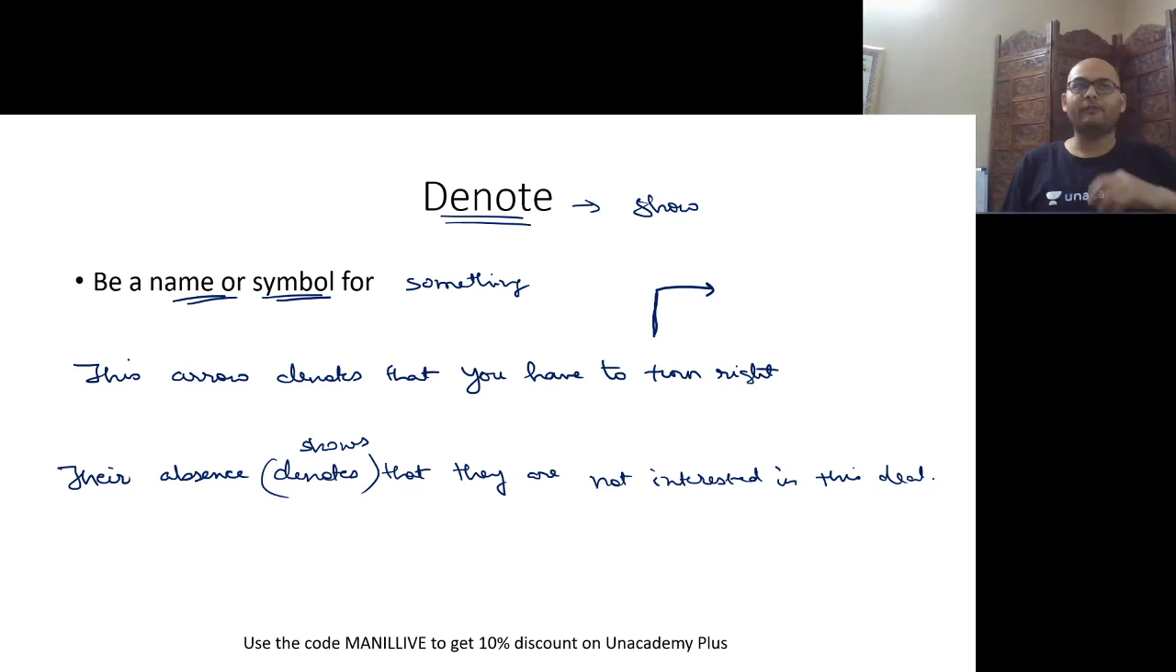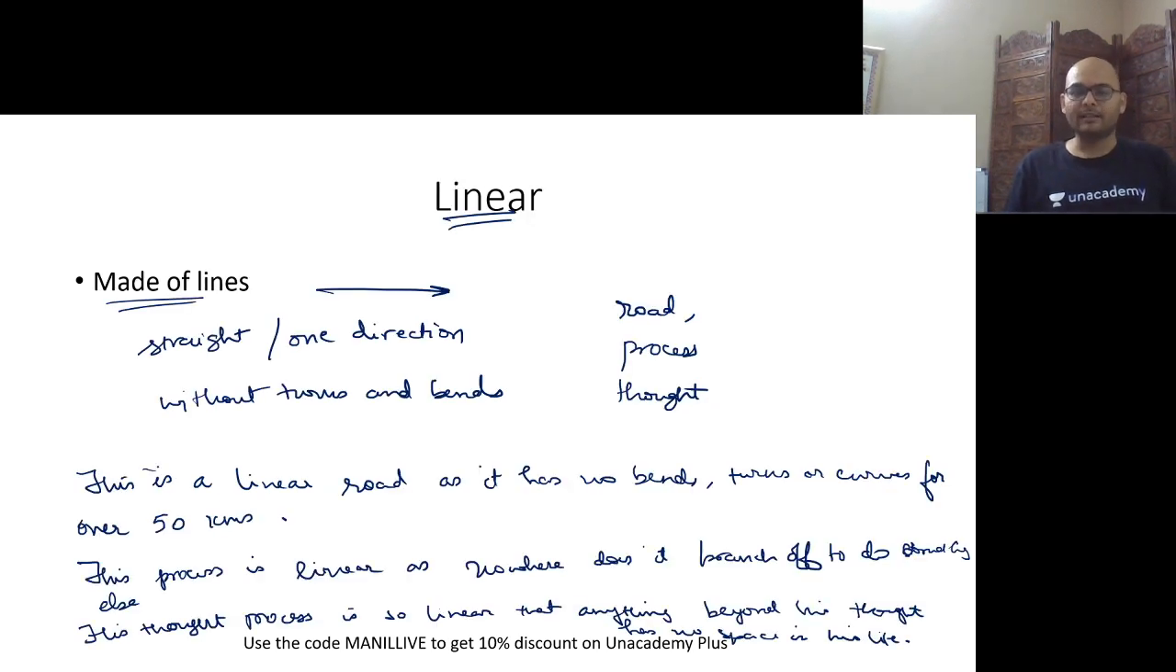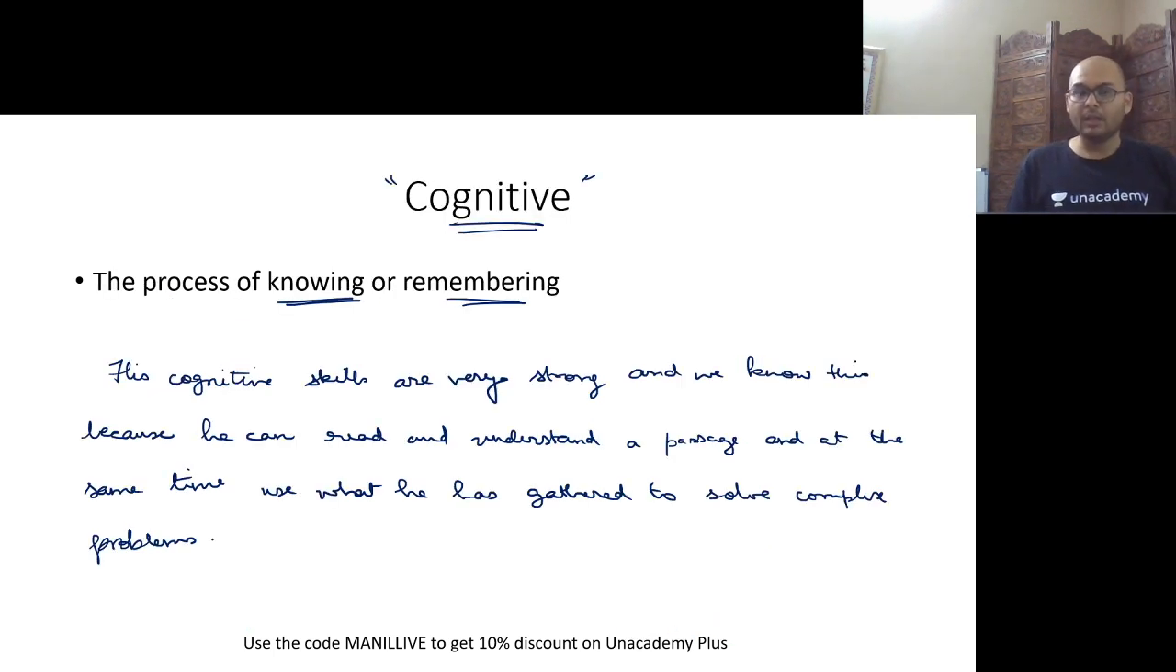Now, denote means to be the name or symbol for something. For example, if you have an arrow, what does that arrow show? That arrow denotes that at this point of time you need to turn right or left. So that is what the word denote means. Linear means in a straight line, made of lines. So linear could be anything. It could be a road, it could be a thought process, it could be an actual process, or it could be a set of events which happen in a straight line, one after the other, without changing, without bending.